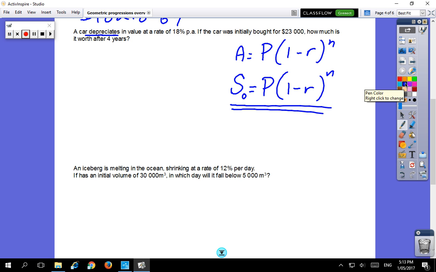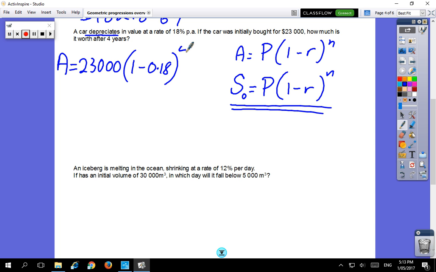Anywho, let's have a look at this. It was initially bought for, so we want to know what it's worth at the end. A equals, and I'm just going to use this formula here, P being how much it was bought for, 23,000, outside of 1 minus 0.18 to the power of 4. Alright, and this time I'll pause again. You can see if you can get the same answer as myself.